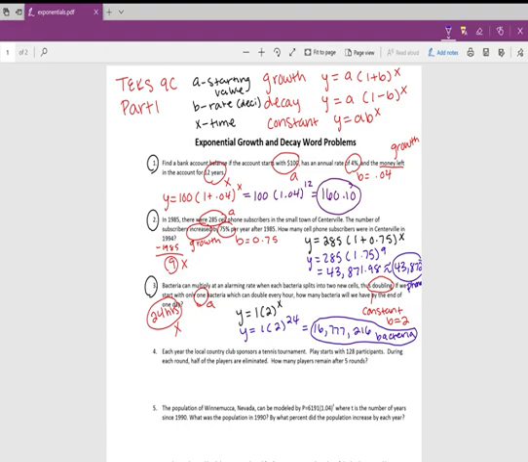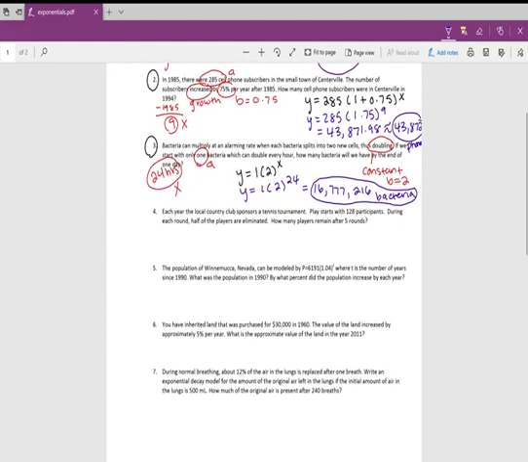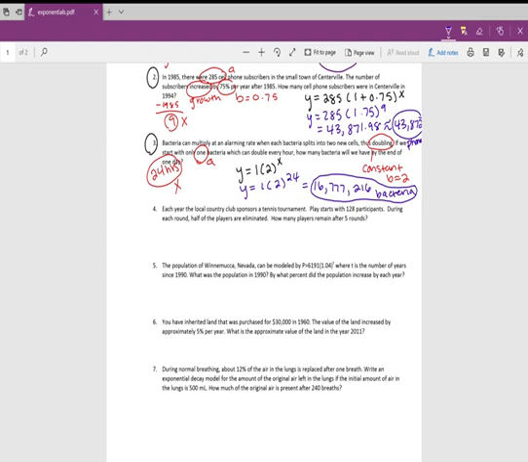Okay. Now you guys are going to work on number 4 on your own. Make sure you are labeling everything. You're telling me if it's a growth or if it's a decay, and then you're writing your equation. Okay, so this is what you should have done for number 4.